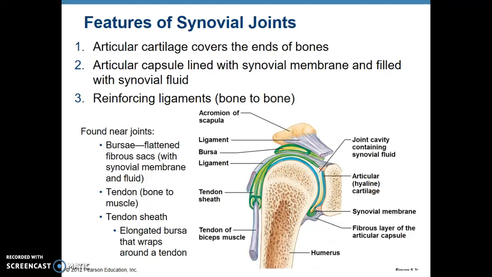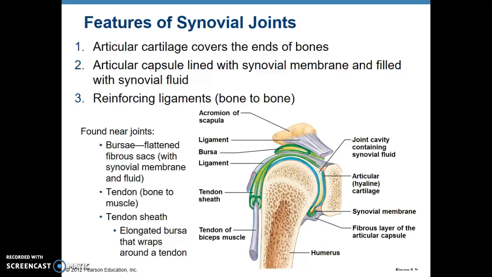So there's a couple of significant features for synovial joints. Basically, there's articular cartilage that's going to cover the end of the bones. It's also called hyaline cartilage as well. It's really important that this is on the edge of the bone so that the bones don't rub together. It reduces friction significantly. So it's really important that the bones have this cartilage.